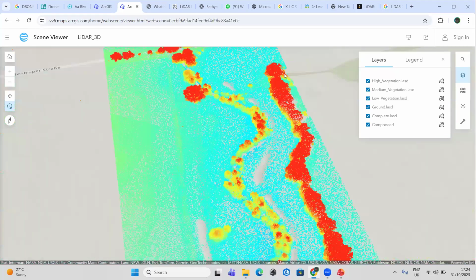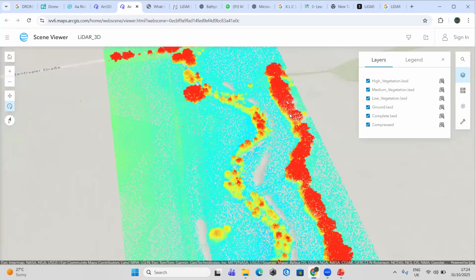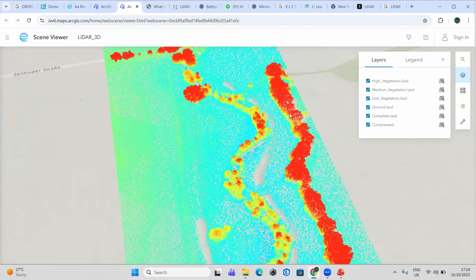So this kind of LiDAR is also very useful in biomass, to understand trees, to understand ecology. So this is highly useful in that case. Right. Just a moment.